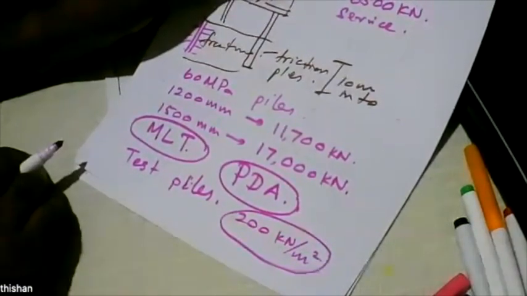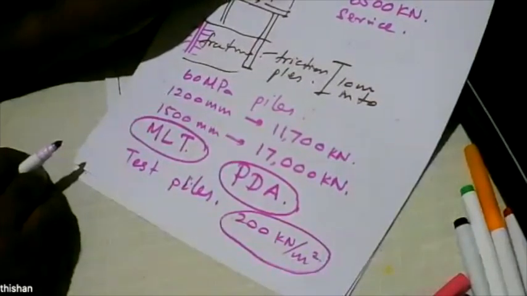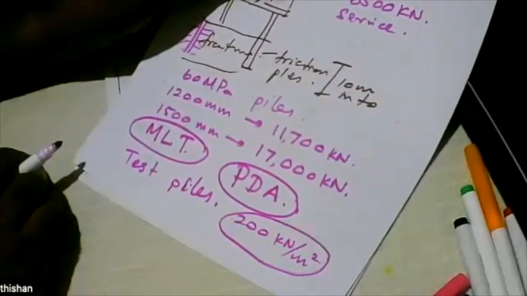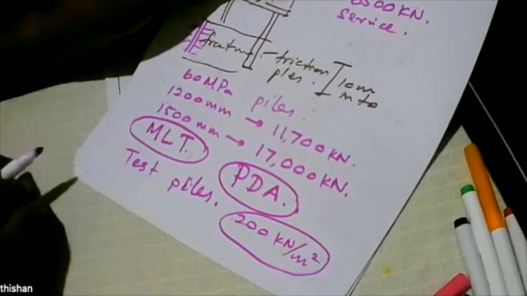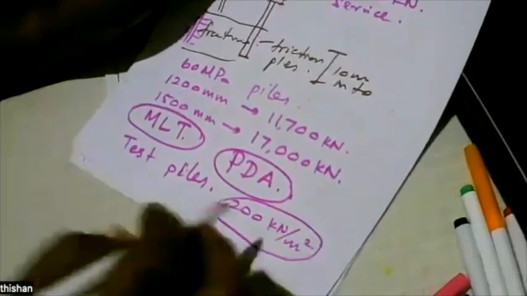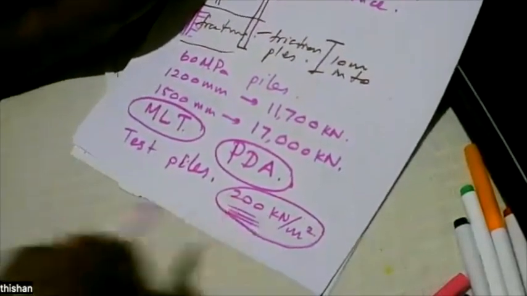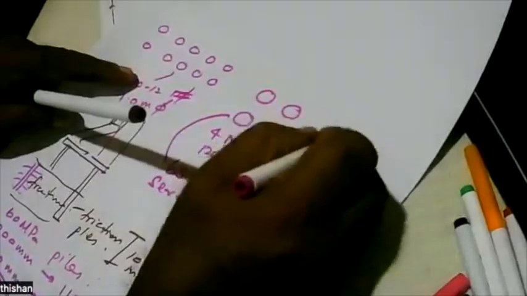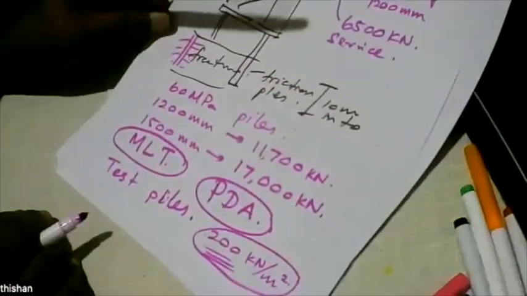relied on the pile testing rather than the calculated values. So we actually relied a lot on the pile test data than the values that we predict by using conservative values like 200 kilonewtons per meter squared. So that is something that you also can use as bridge engineers.